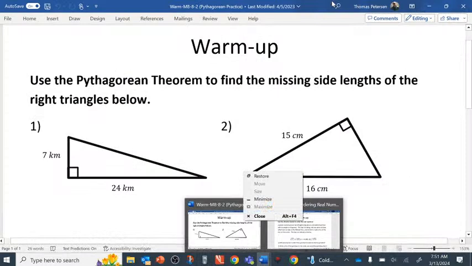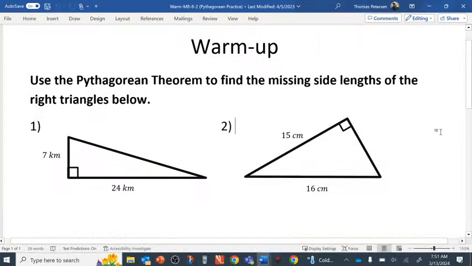Everybody at home, here is your warm-up. Use the Pythagorean theorem to find the missing side lengths of the right triangles below. You're going to want to pause the video.